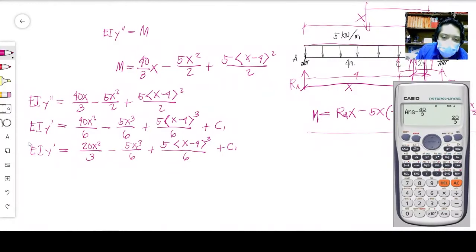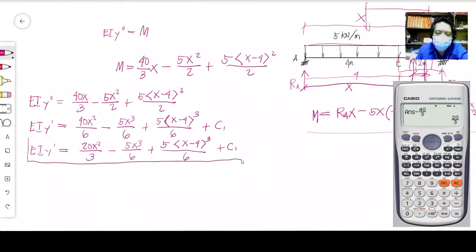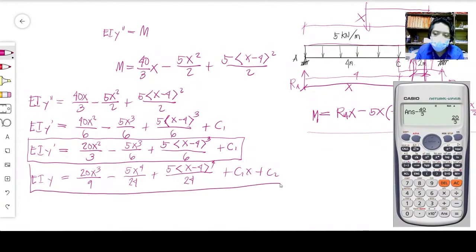Okay, so this is our equation for the slope, or the rotation, not the deflection. Tapos, i-integrate pa nga rin natin. Makukuha natin an EIY is equal to 20x cubed over 3 times 3 over 9. That is 20x cubed over 9 minus 5x raised to 4 over 24 plus 5 times (x minus 4) raised to 4 over 24 plus C1x plus C2.